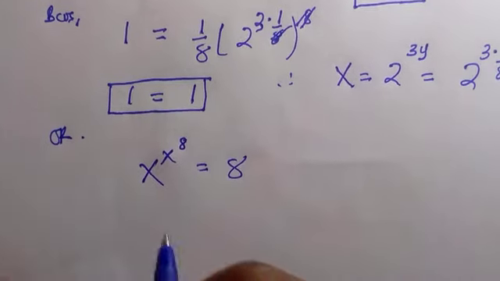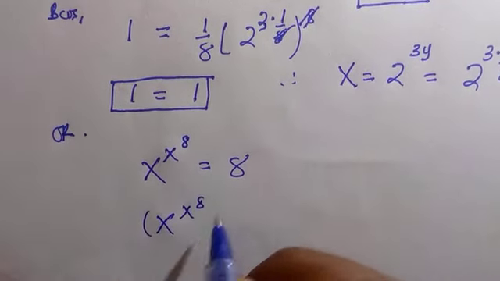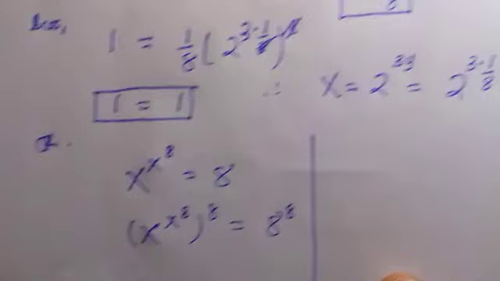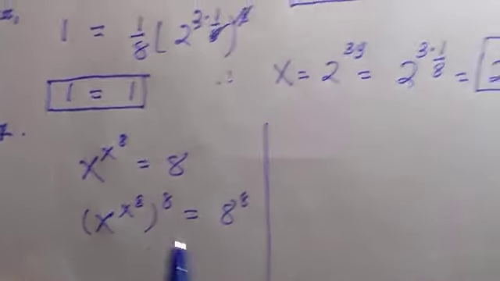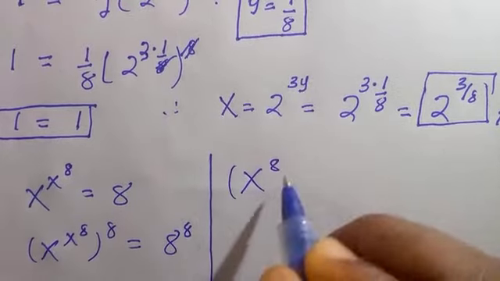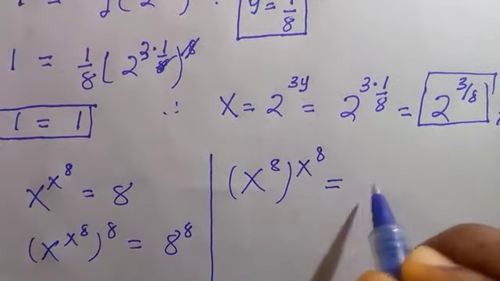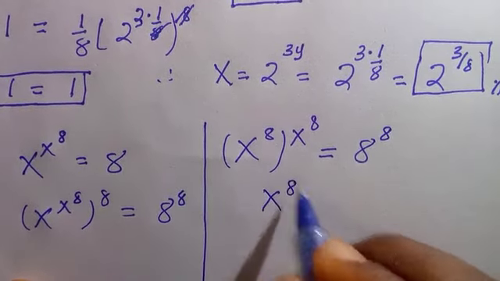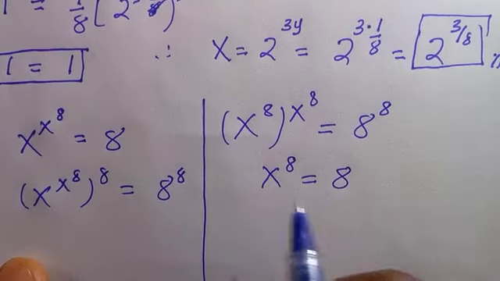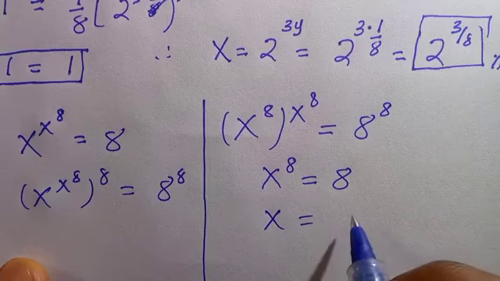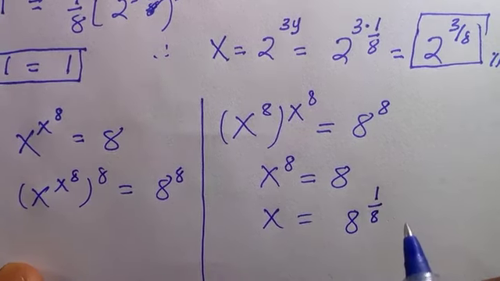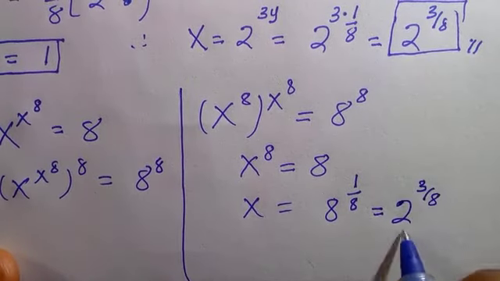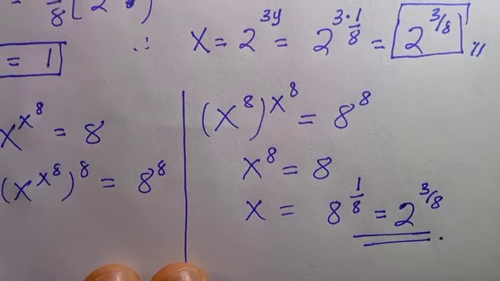Given this question, just try to raise both sides to the power 8. Then the left hand side changes to x raised to the power of 8, all raised to the power of x raised to the power 8, equals 8 raised to the power 8. We can now compare that. So we have x raised to the power of 8 equals 8, and we take the 8th root of both sides. That is x equals 8 raised to the power of 1 divided by 8, which is the answer. It's still equal to 2 raised to the power of 3 divided by 8. This is how we got the same answer as the first method.